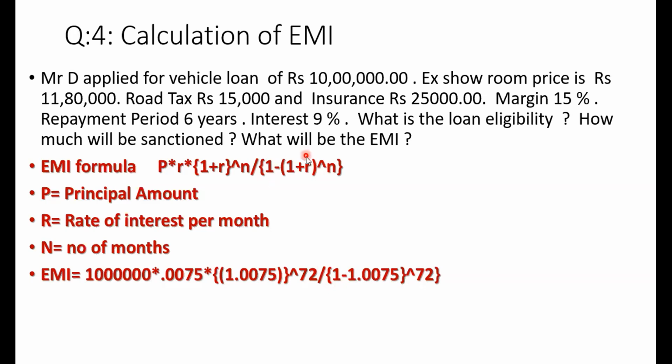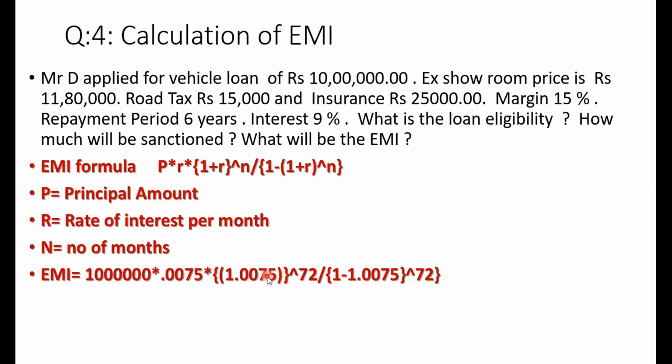Actually, this is (1 plus R) to the power n minus 1. Some books will use the formula like this. Actually, this will be bigger than 1. So (1 plus R) to the power n, that is again 72, minus 1. Now if you apply all these, I think this is the critical part.